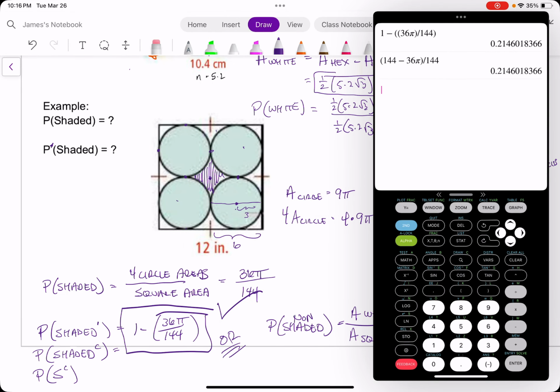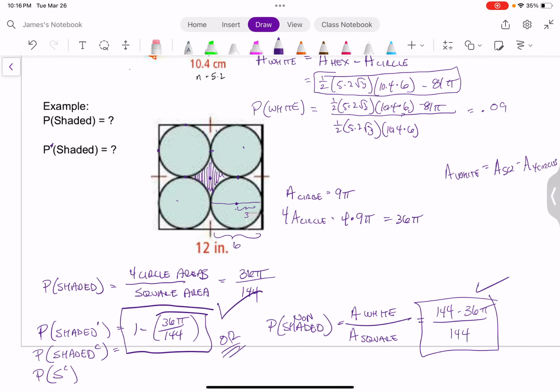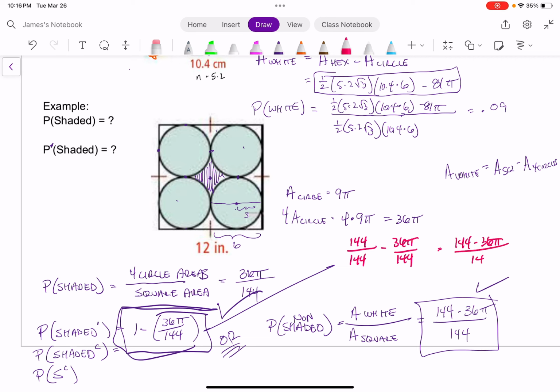So what that tells me is we could do a little bit of manipulation here. Come over here and do it. 1 minus 36 pi over 144 is the same thing as 144 over 144 minus 36 pi over 144. Well, then we can combine those into one fraction because they have the common denominator, 144 minus 36 pi over 144. And does that match up exactly to that?